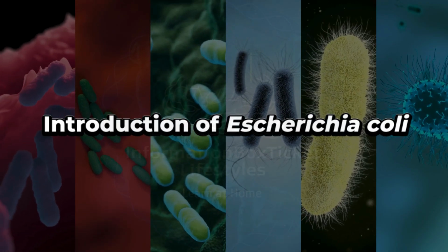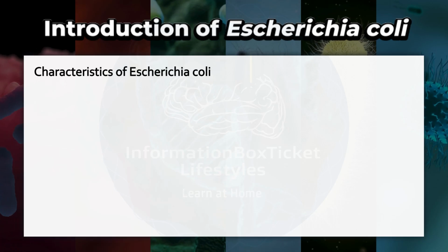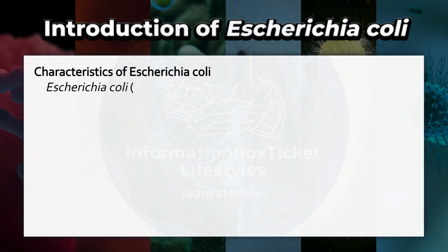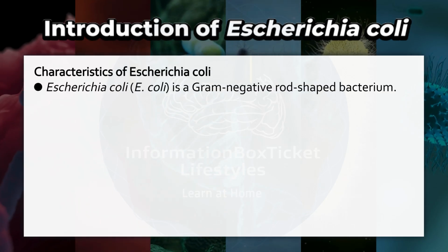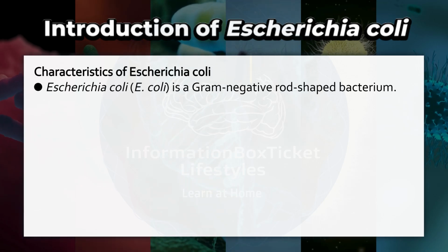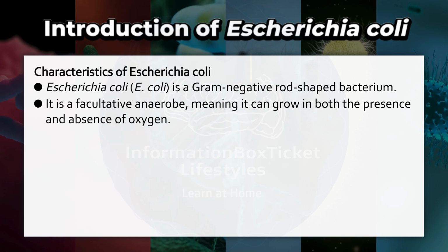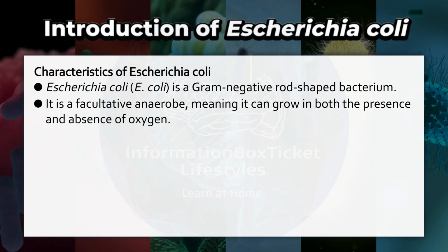Introduction of Escherichia coli. Characteristics of Escherichia coli. Escherichia coli, E. coli, is a gram-negative rod-shaped bacterium. It is a facultative anaerobe, meaning it can grow in both the presence and absence of oxygen.